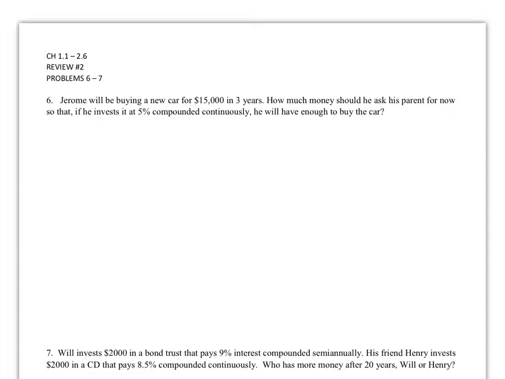So we want to end up with $15,000. So that is our A. In 3 years, that is our T. And the 5% is our R. And compounded continuously, we are using PERT.